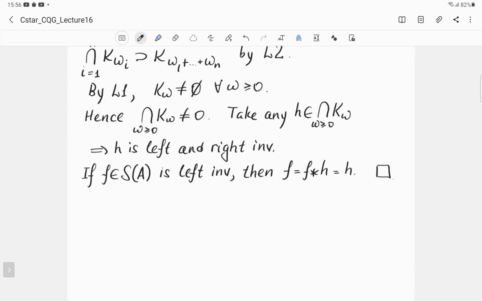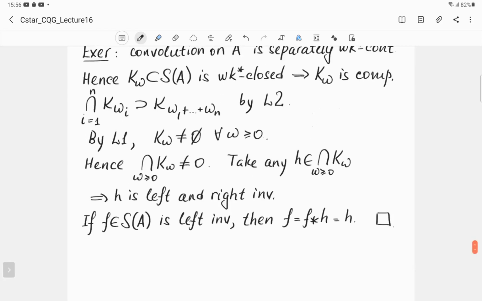Okay, now I see that we have only 4 minutes left, and this is not enough for me to prove Lemma Two. So let's postpone the proof of Lemma Two until the next lecture. So at the next lecture, we first prove Lemma Two, and then discuss some general results about co-representations of compact quantum groups. And that's all for today.